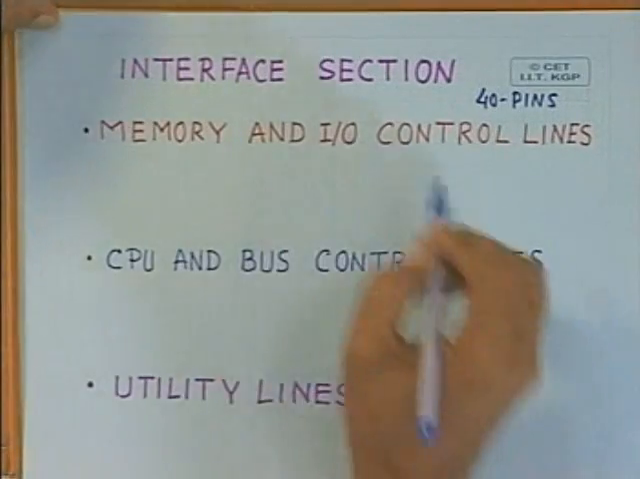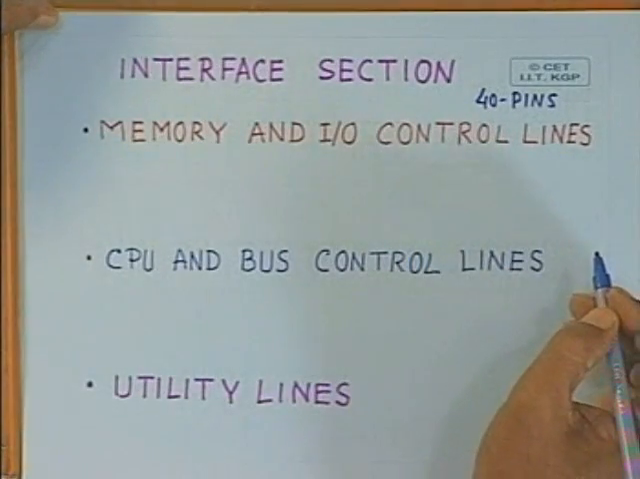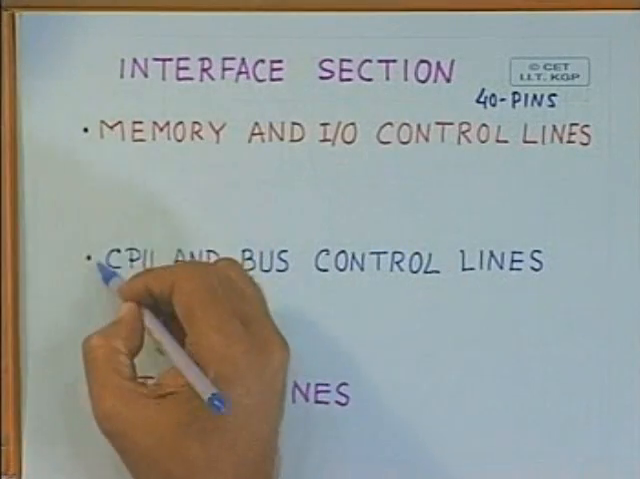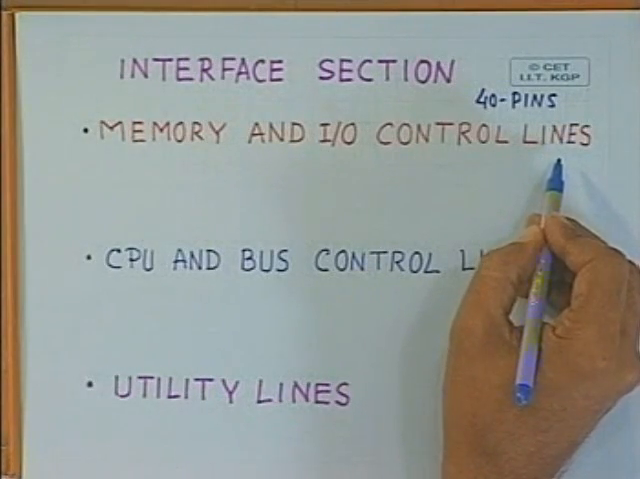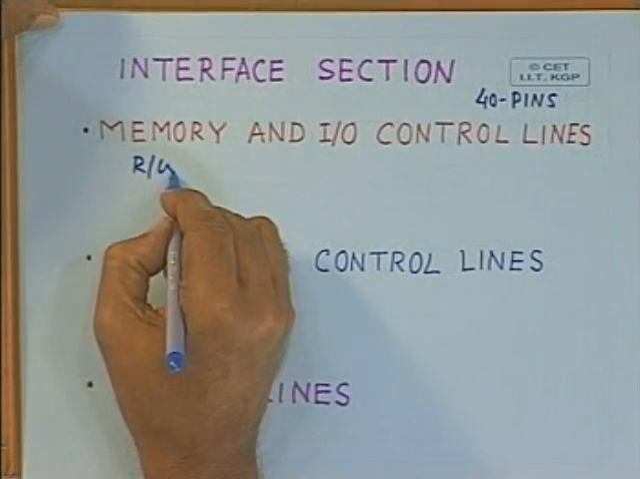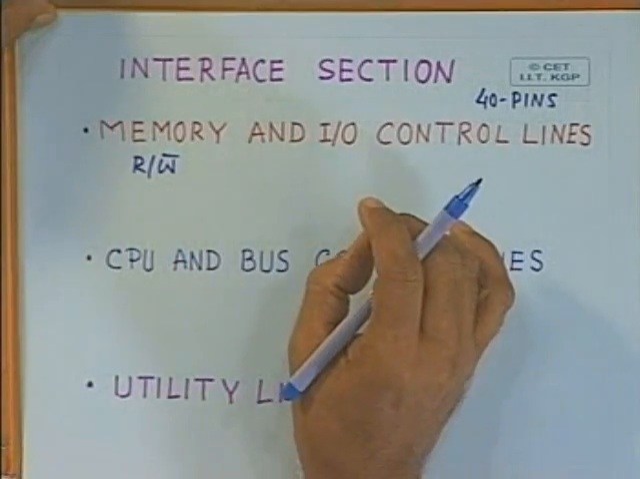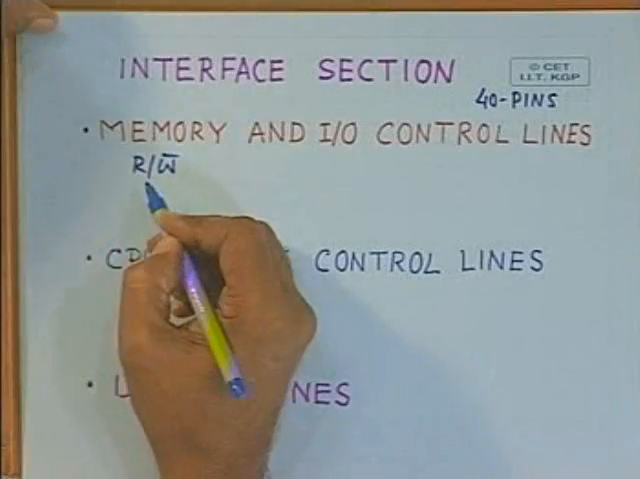For example, the interface section will provide a number of pins or lines which can be broadly divided into 3 types: memory and IO control lines. Memory and IO control lines, like say read or write. Whether the CPU intends to perform a read operation or write operation, because it is generating a signal which is applied to the memory or input output devices. So the CPU has to convey to the outside world whether the instruction that is executing is for read or write. So that is conveyed with the help of the read write pin.